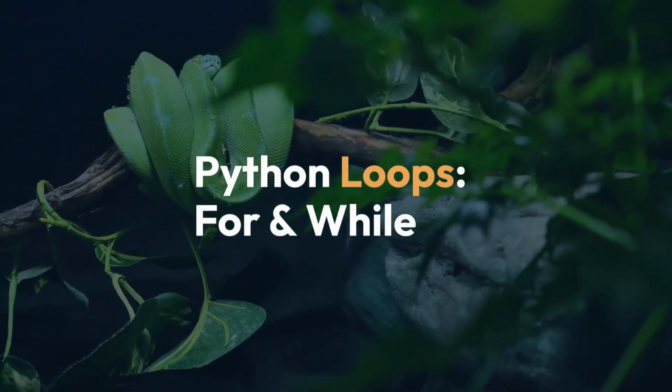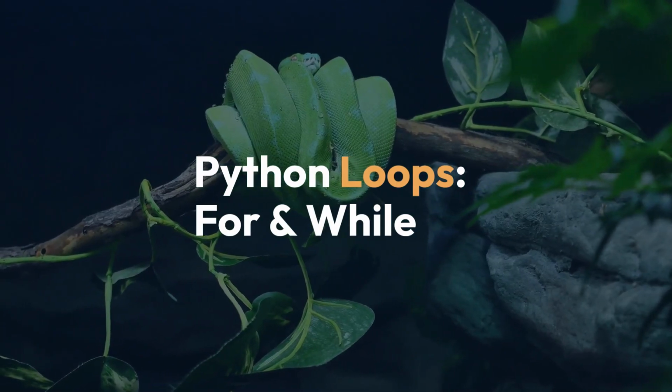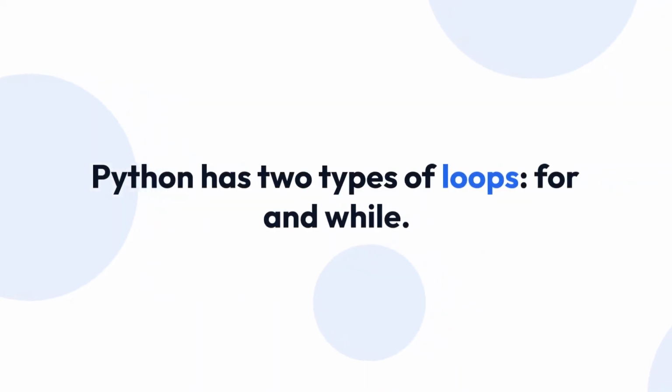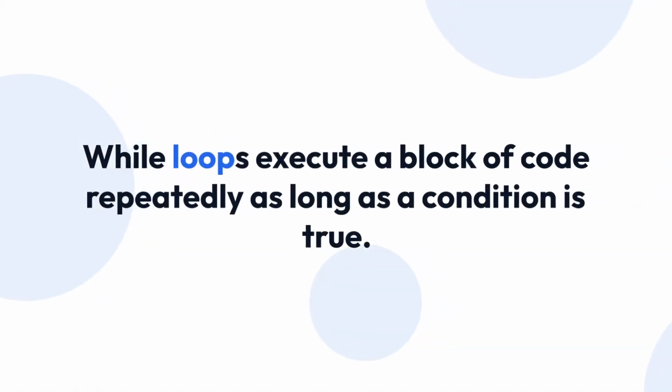We will study loops in Python, for and while. Python has two types of loops, for and while loop. For loop iterates over a sequence of values using a variable and statement. While loop executes a block of code repeatedly as long as the condition is true.